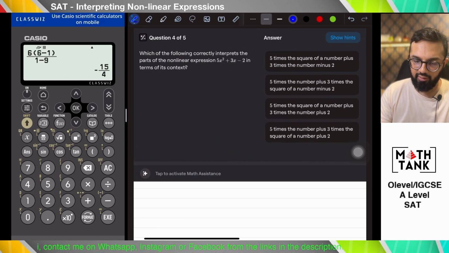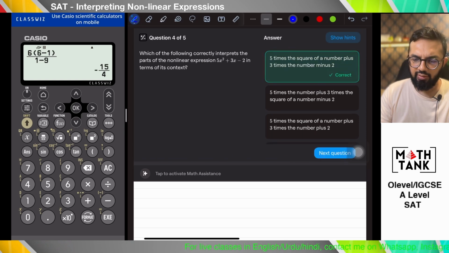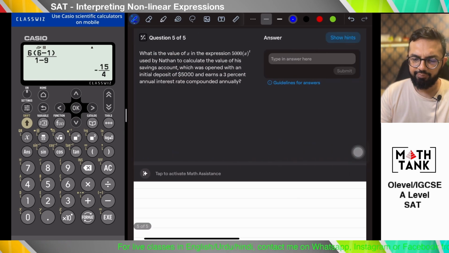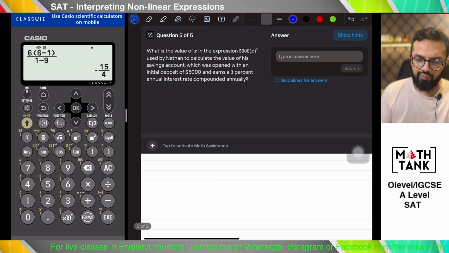Which of the following interprets the parts of the nonlinear expression in terms of its context? It's just translation, so I think that's working out perfectly. Just what is the value of x in the expression?